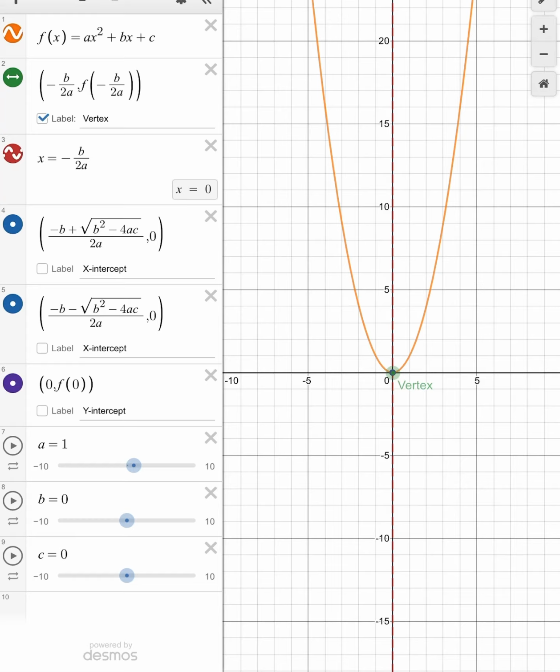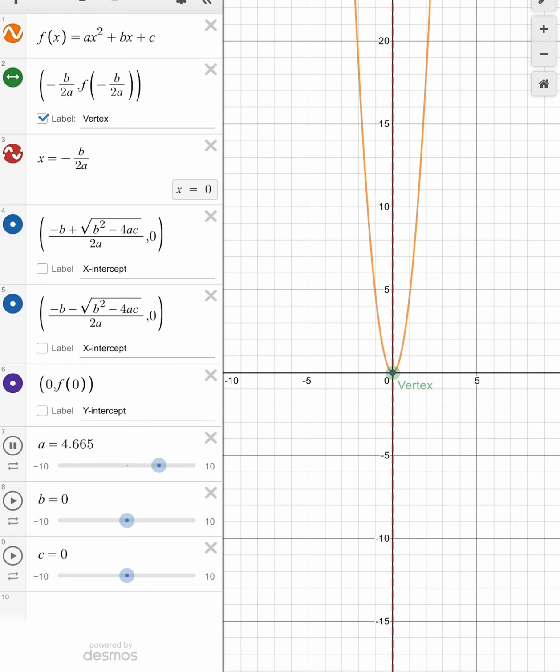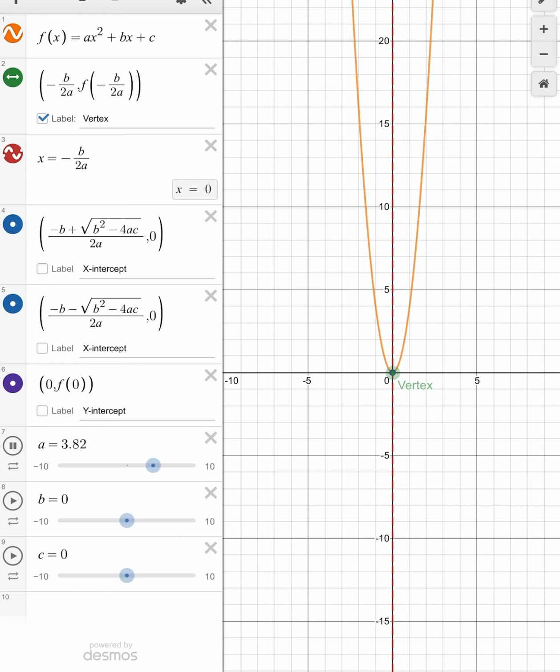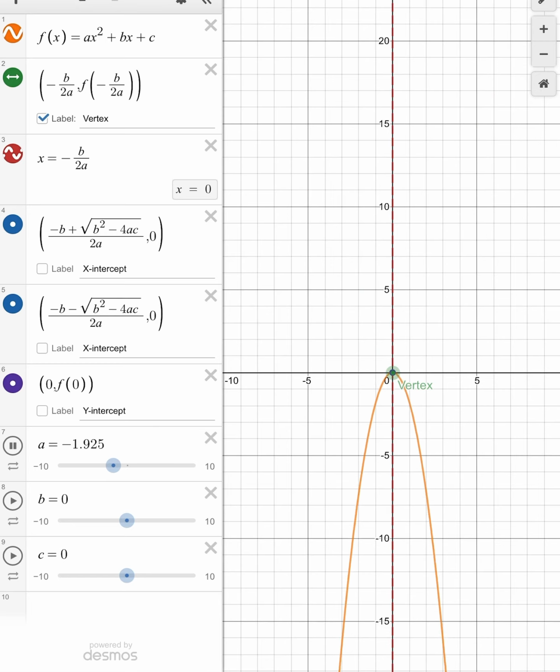And I want you to watch what happens as we do this. So we're increasing. Now we're decreasing again. Whoa, and now it's negative.